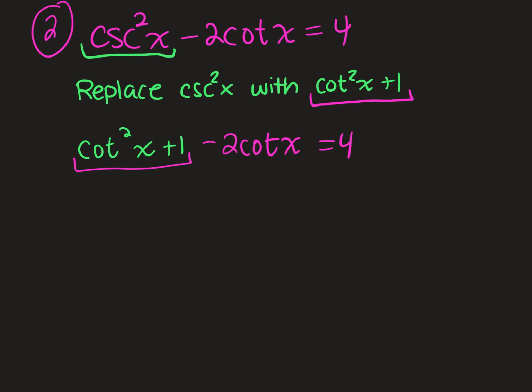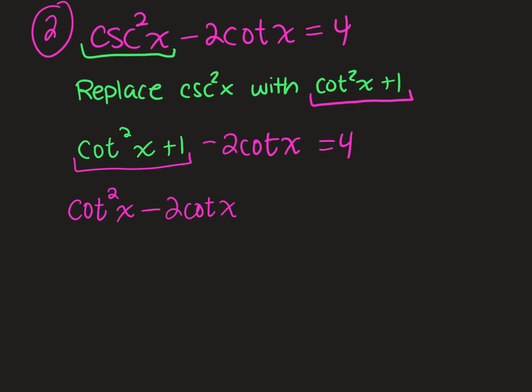I do need to clean it up a little bit, get things in the right order, move some things over to the other side of the equation because I do need this to be 0. I need that 4 on the other side of the equation to be 0. So I think about combining like terms. I only have that one cotangent squared. So I'll have cotangent squared. Then I like to put my cotangent term next. So that's minus 2 cotangent.